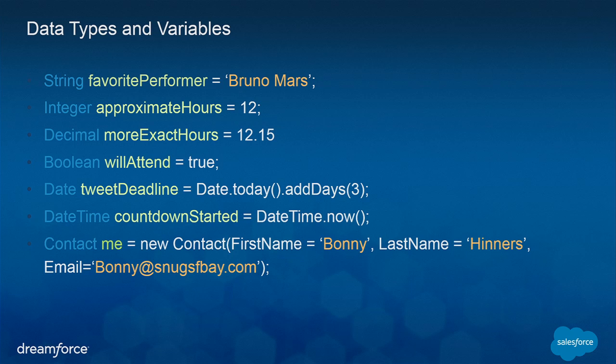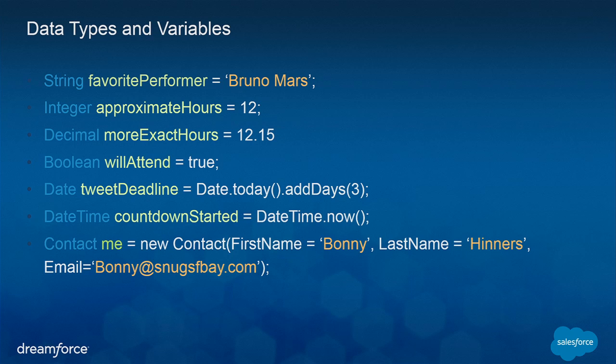Dates and date time are different. Date lets you work with that value simply as the date and not with the time, obviously. They both have the ability to figure out what today is. And you can see the dot on the date. Tweet deadline equals date.today.addDays(3). So let's try to parse that and figure out what it's doing.